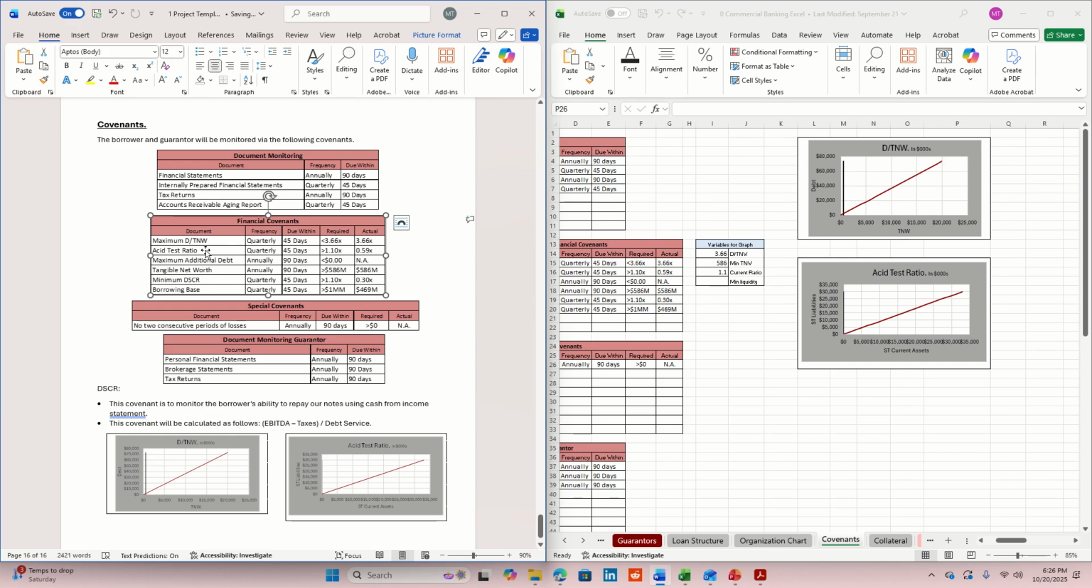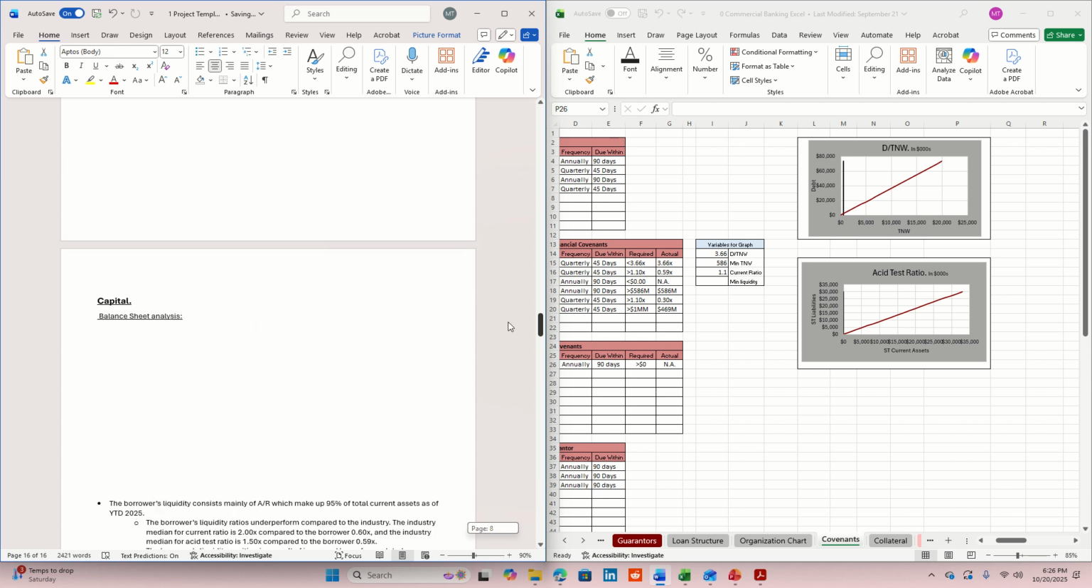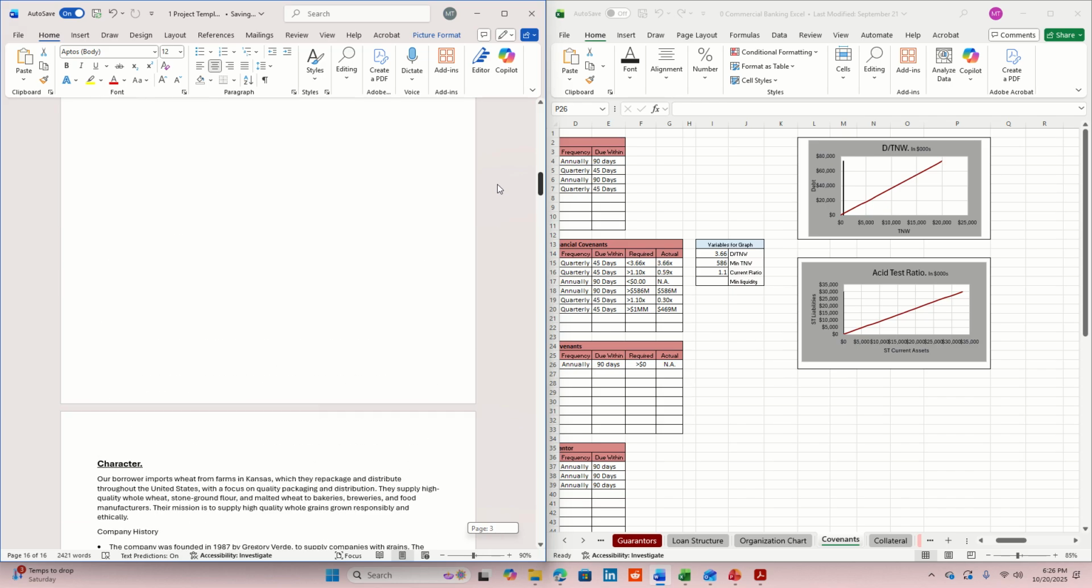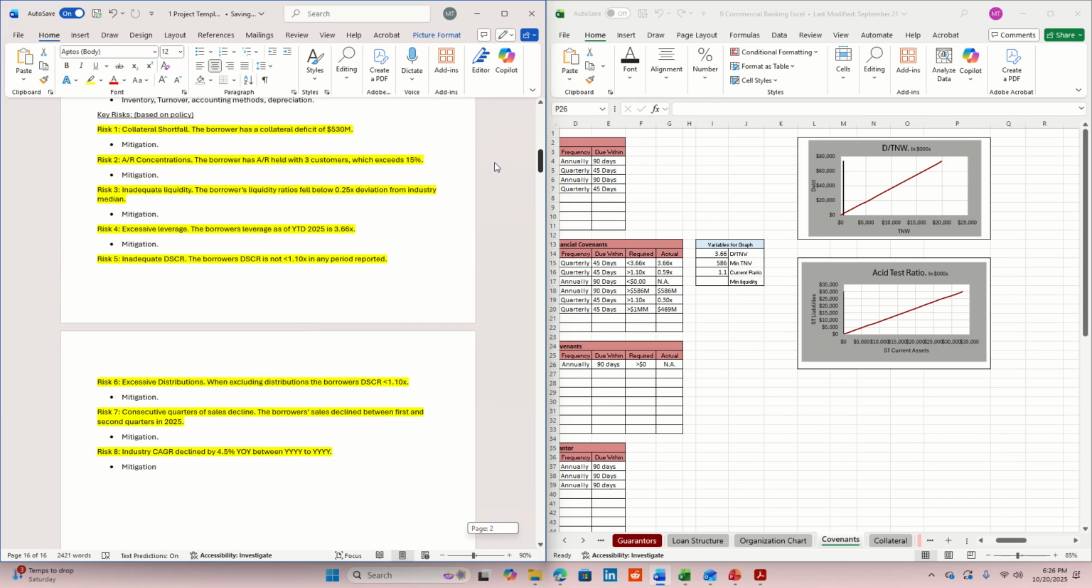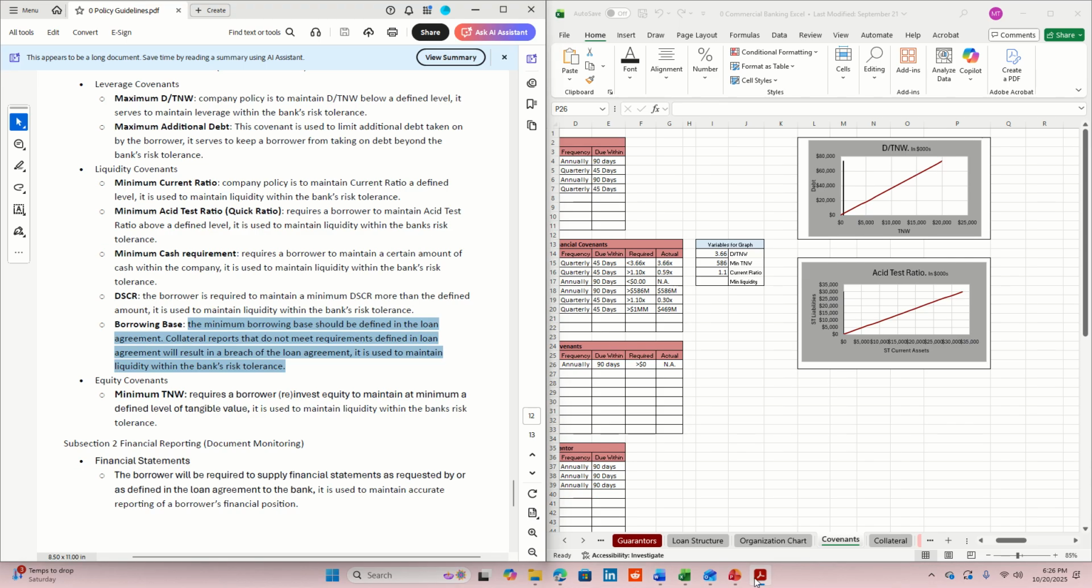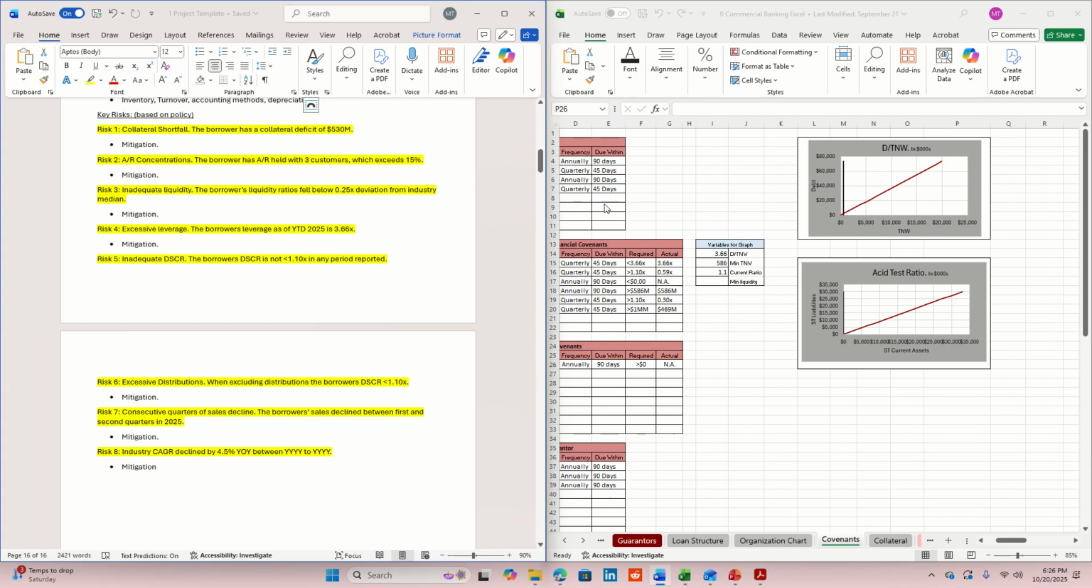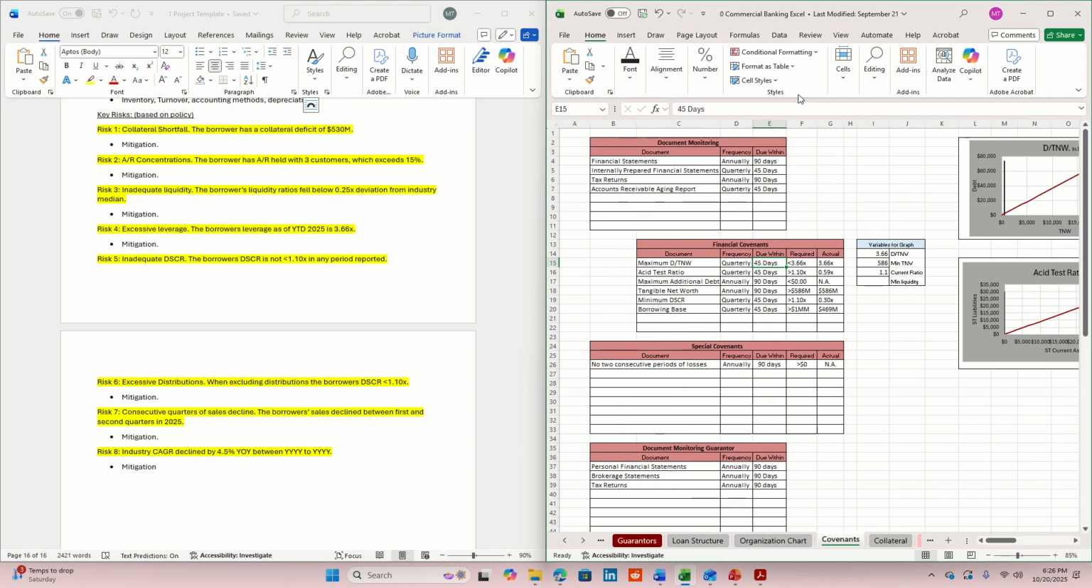A lot of you guys are not going to need an asset test ratio, or a tangible net worth, or a minimum debt service coverage ratio. You need to go and reference the policy, and you need to reference your risks. Your risk section and the policy guidelines are going to be how you determine whether or not you need these covenants. Everyone's document monitoring should look exactly like mine. You should not have it looking any different. It should be the exact same.